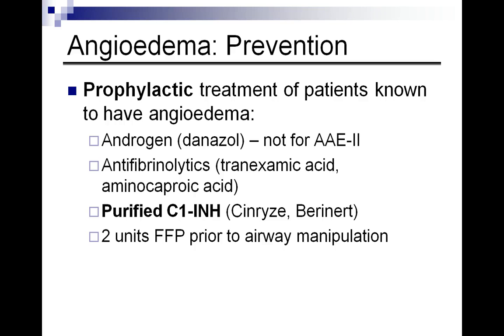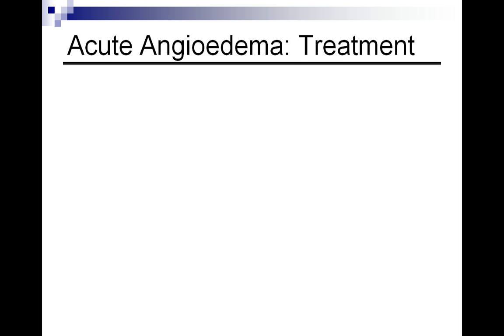And the most available treatment is usually just FFP. 2 units of FFP prior to airway manipulation may provide enough of the C1 esterase inhibitor to avoid precipitation of an acute episode of angioedema. Now, all of these are for prevention. What should we do with patients who present to the emergency room or to the ICU or to our operating room with an acute episode of angioedema?